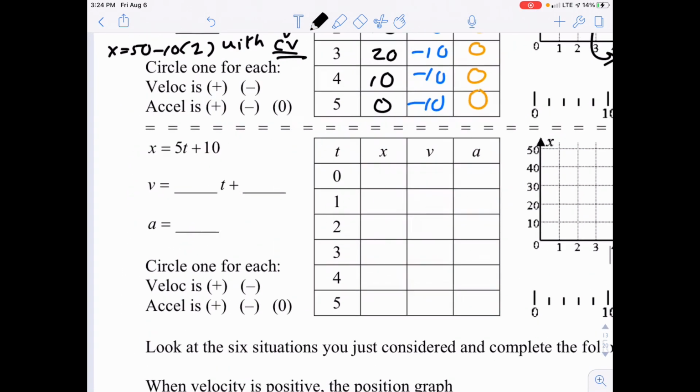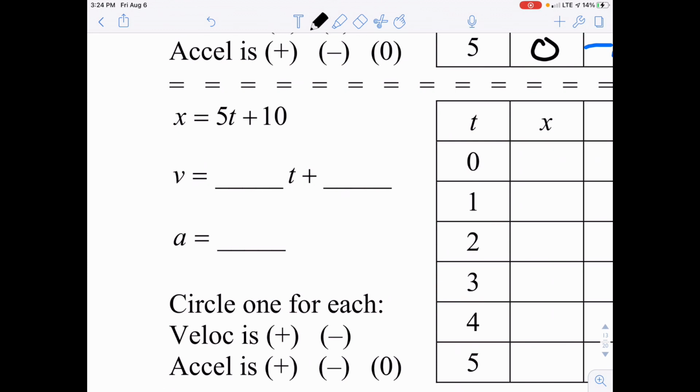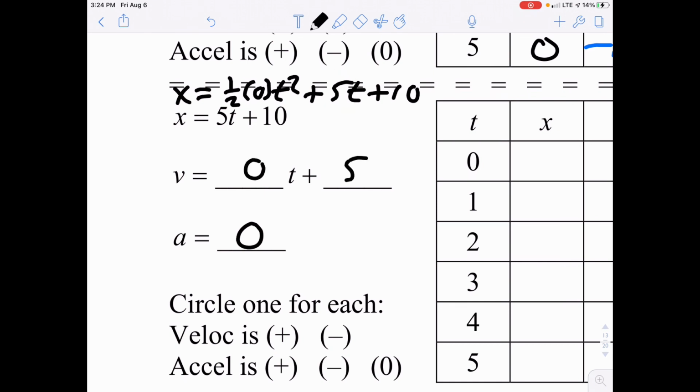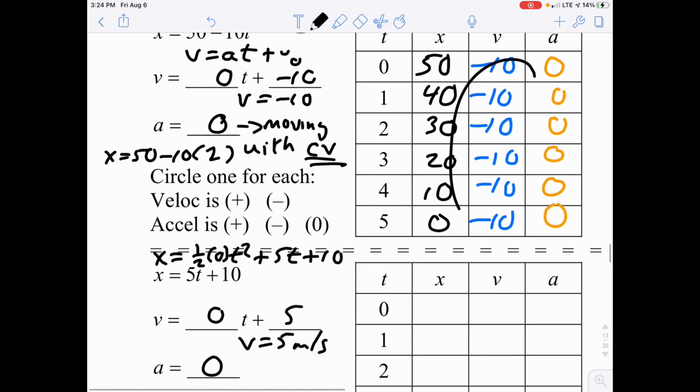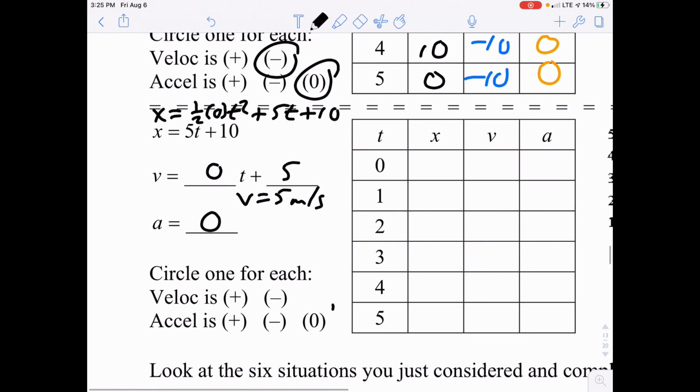And then situation number 6, we've got x equals 5t plus 10. So if I put in the equation, again, I don't see a t squared term, so it's 1/2 0t squared plus 5t plus 10. What we can see is acceleration is again 0. The initial velocity is 5, and so we have a constant velocity of 5 meters per second. Going back to these right here, velocities were all negative, acceleration was 0. Here again, acceleration is 0, but velocities are positive.